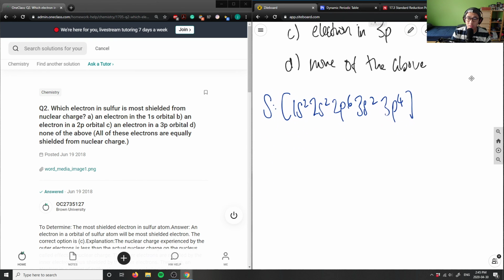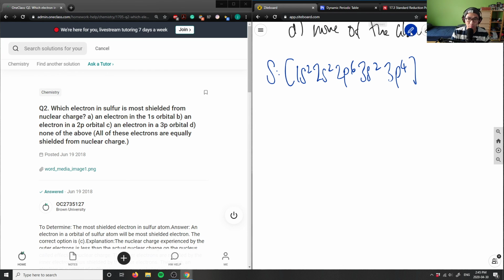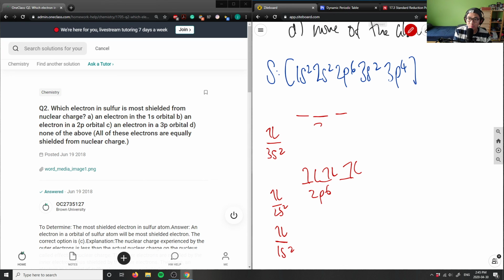So if you think about the shielding effect, if I were to draw out the energy level diagram, I'll draw this out in red here. I'm going to write 1s2 here, then 2s2 here, 2p6 will be like so. This would be 3s2, and then 3p4, so I have 1, 2, 3, and 4 here. So this is my electron configuration or energy level diagram.